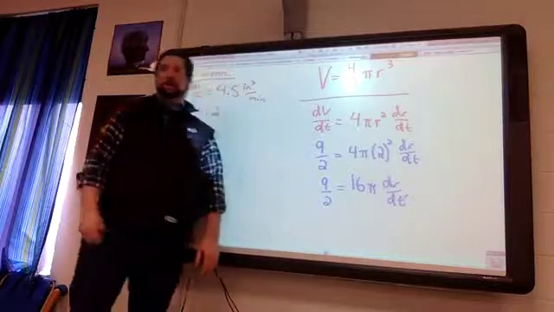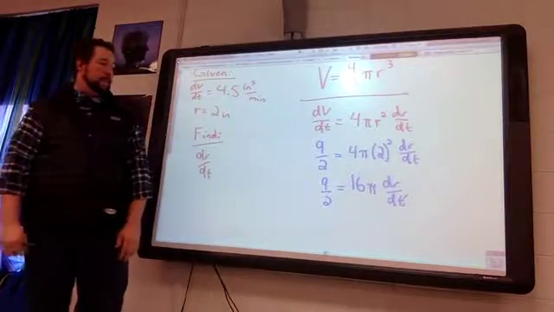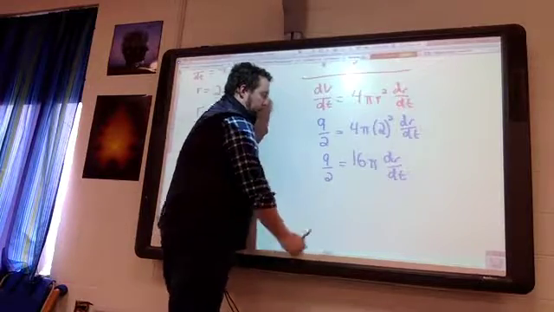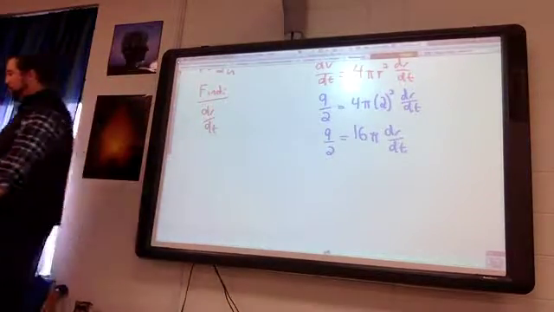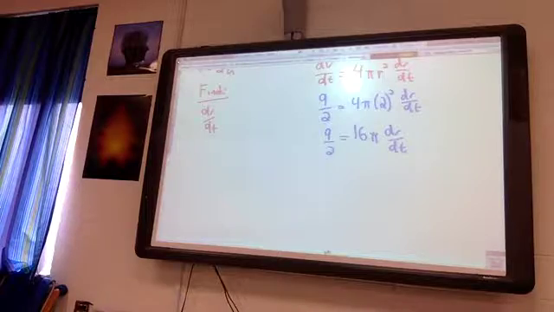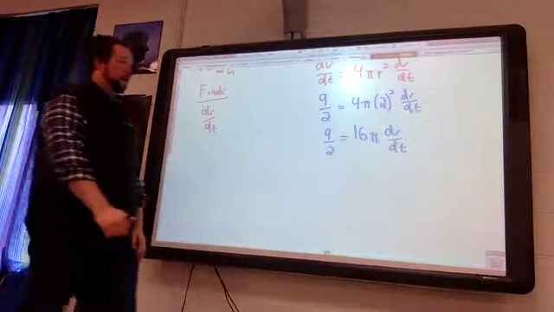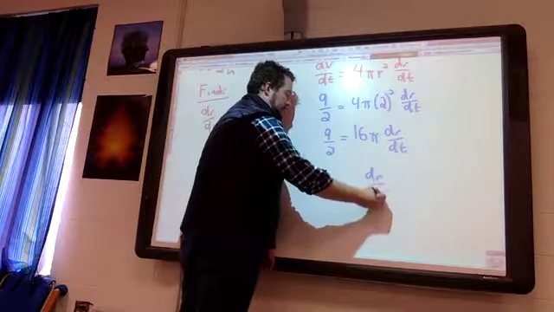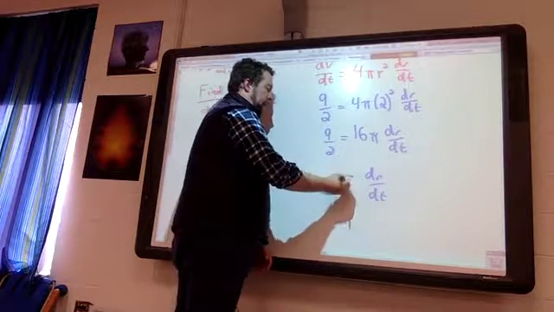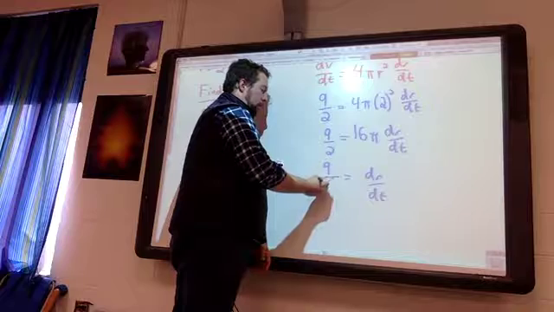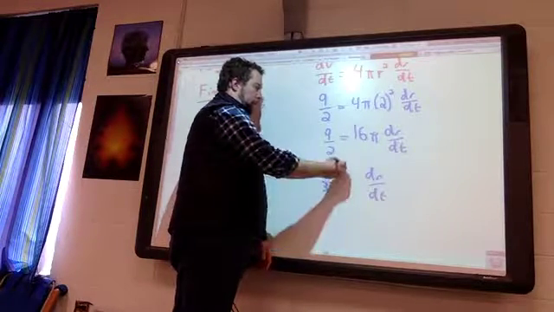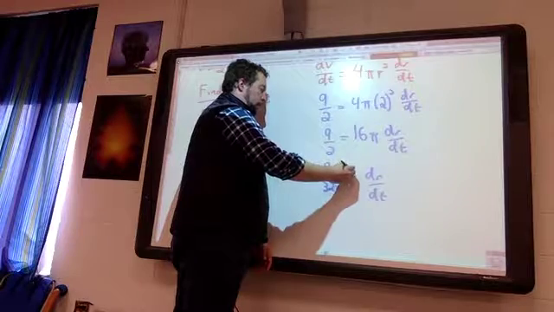All right. And then what do I need to do with the 16? Divide it over. This is 16 pi, the whole thing, 16 pi. All right, so dr/dt exactly, when I divide the 16 pi over, it's going to give me 9 over 32 pi. And that's in inches per minute.